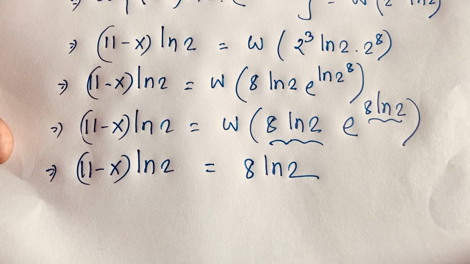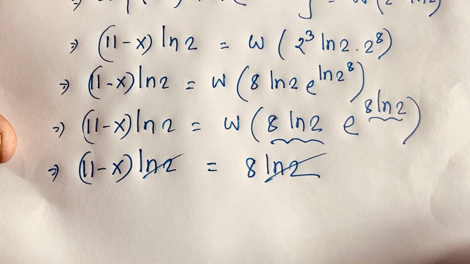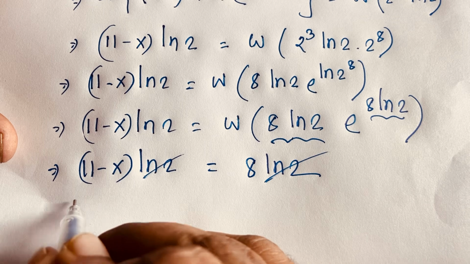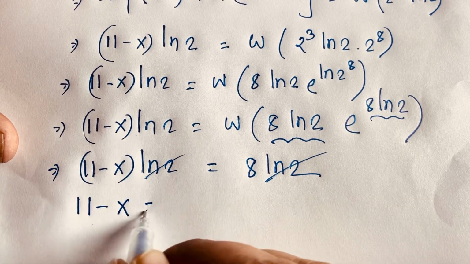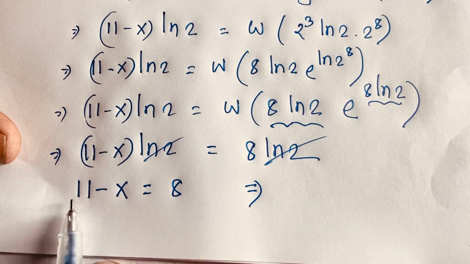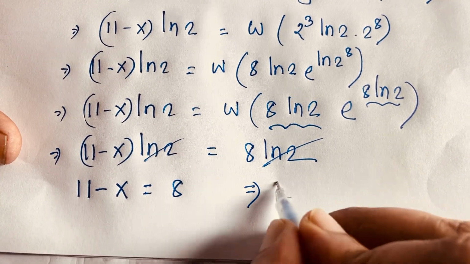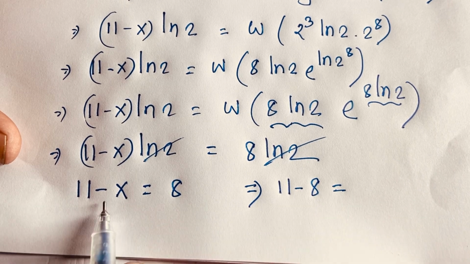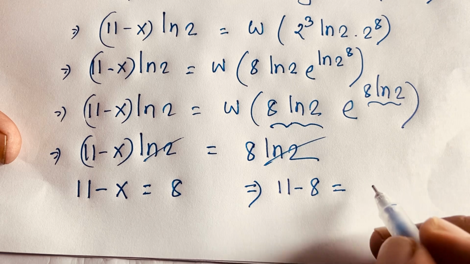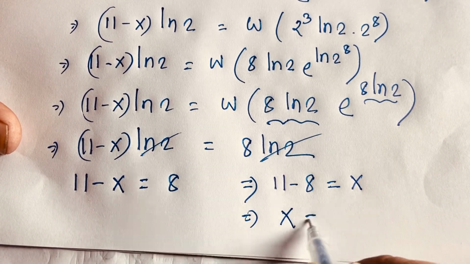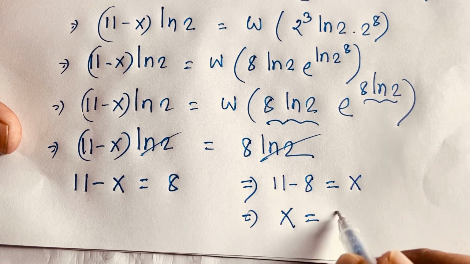Now you can say easily, here is ln 2 and here is ln 2, they cancel out. Because of that, if I divide both sides by ln 2, we'll find out 11 minus x is equal to 8. Then you can say easily, this 8 moves in front here, so it will be 11 minus 8, and if you move this x to this side, it will be negative. When this x moves to the right side, it will be positive. So we'll find out x is equal to 11 minus 8, it will be 3.